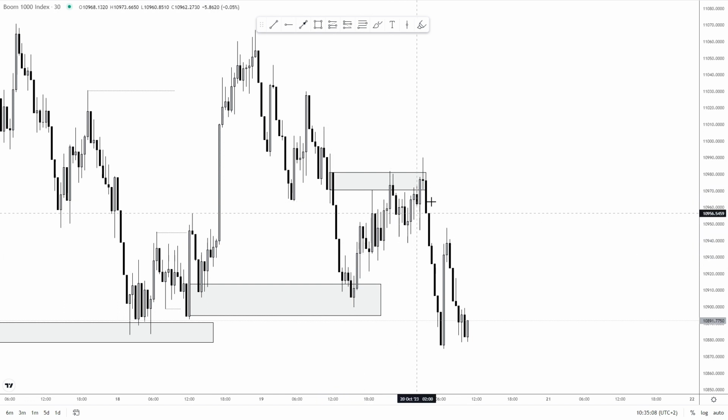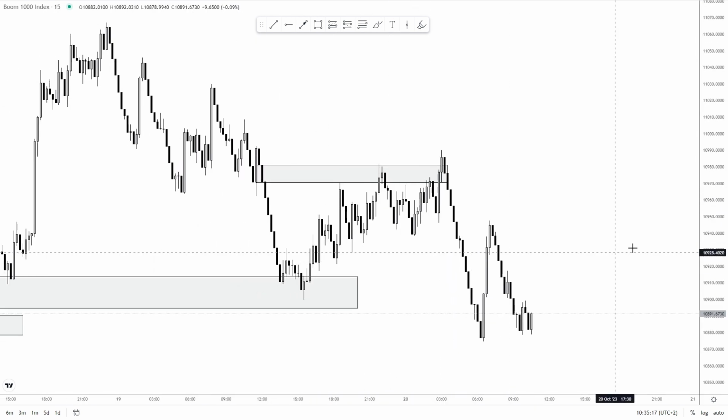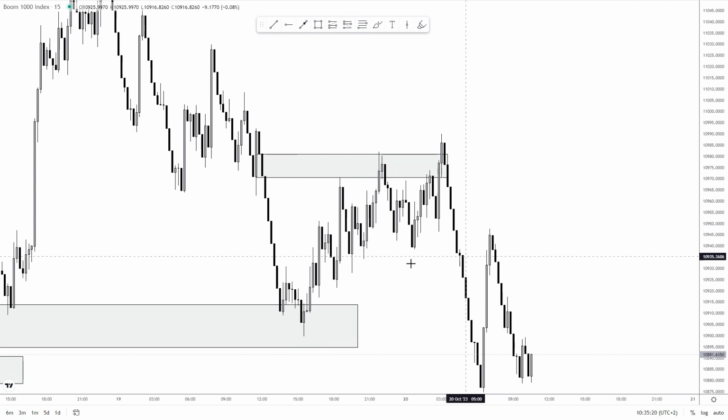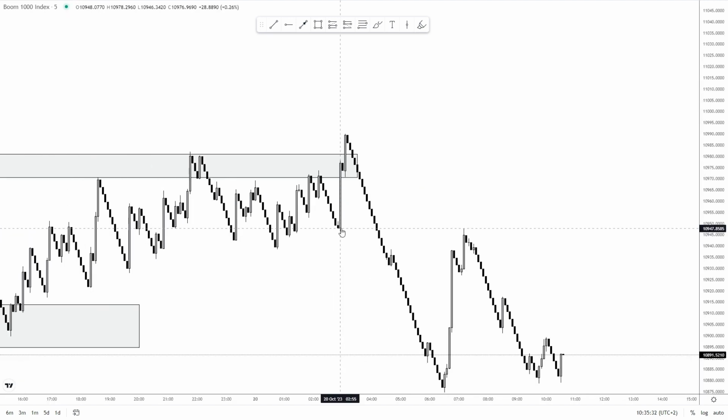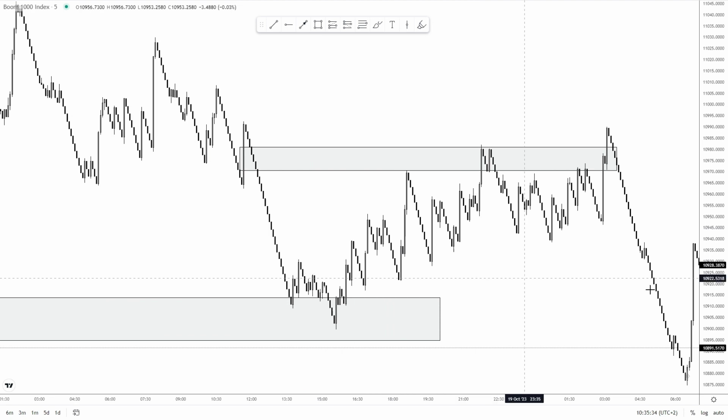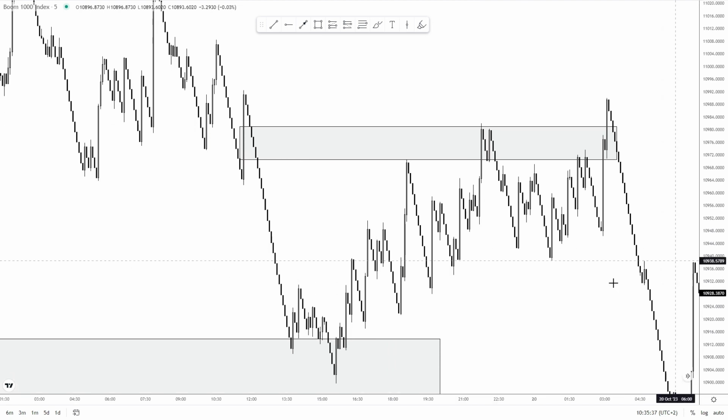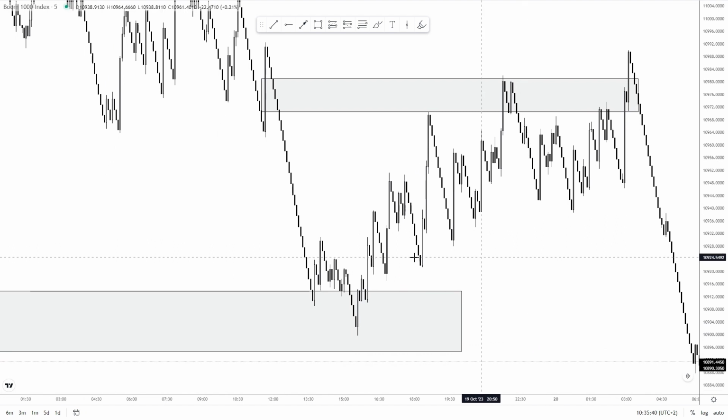Alright, so let's have a look. Let's go down to the 15-minute. Let's see if we can see something here. Let's go down to the 5-minute. There we go. Alright. So it entered our order block. Was playing around a little bit. Price created a new low and a big impulse move.